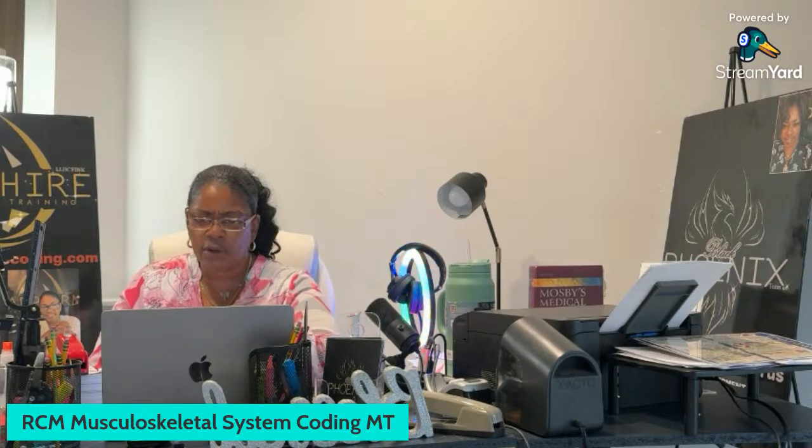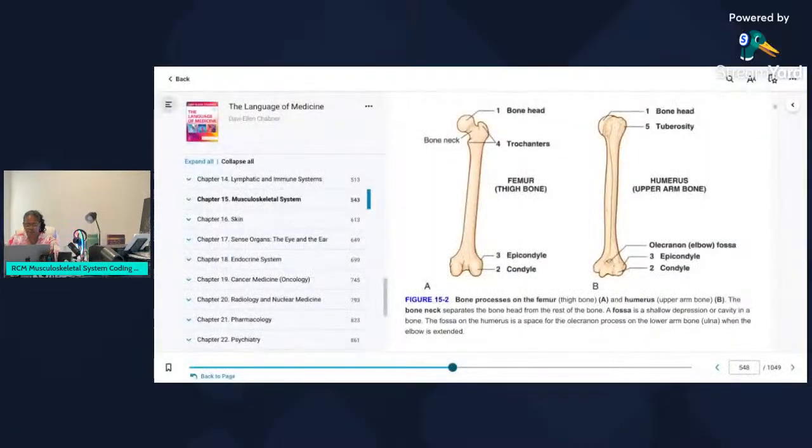Bone head, they're not going to ask you that, but they will ask you these two: the femur and the humerus. So remember I said how I figure out which one is which? The femur is the leg part. The humerus, the hand part. How I remember, I go H, hand, F, foot. That's how I remember it.